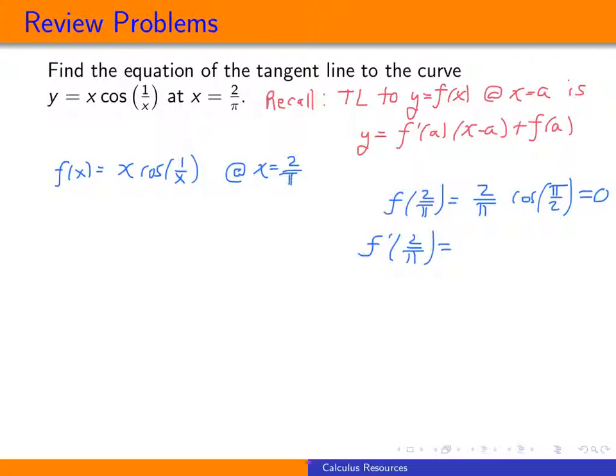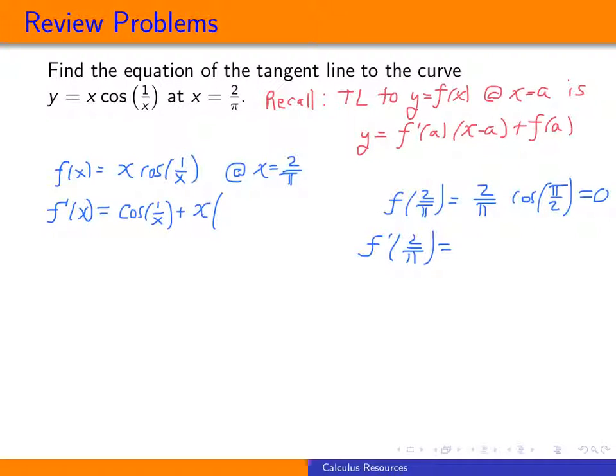In order to determine f prime of 2 over pi, we need to differentiate our function. Since our function is x cosine 1 over x, we are going to differentiate with the product rule to start. We take the derivative of the first, which is 1, times the second function, cosine 1 over x. We add on to this the first function multiplied by the derivative of the second.